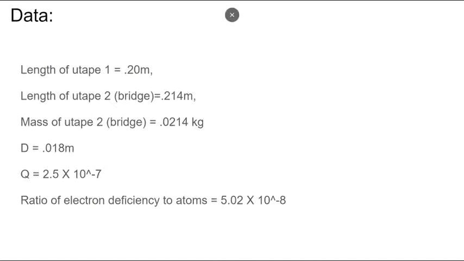The distance d between the two tapes at which the force of electrostatic repulsion first acted was 0.018 meters. Using this information, the charge of the tape Q was found to be 2.5 times 10 to the negative 7 coulombs. The ratio of electron deficiency to atoms was 5.02 times 10 to the negative 8 electrons deficient per atom.